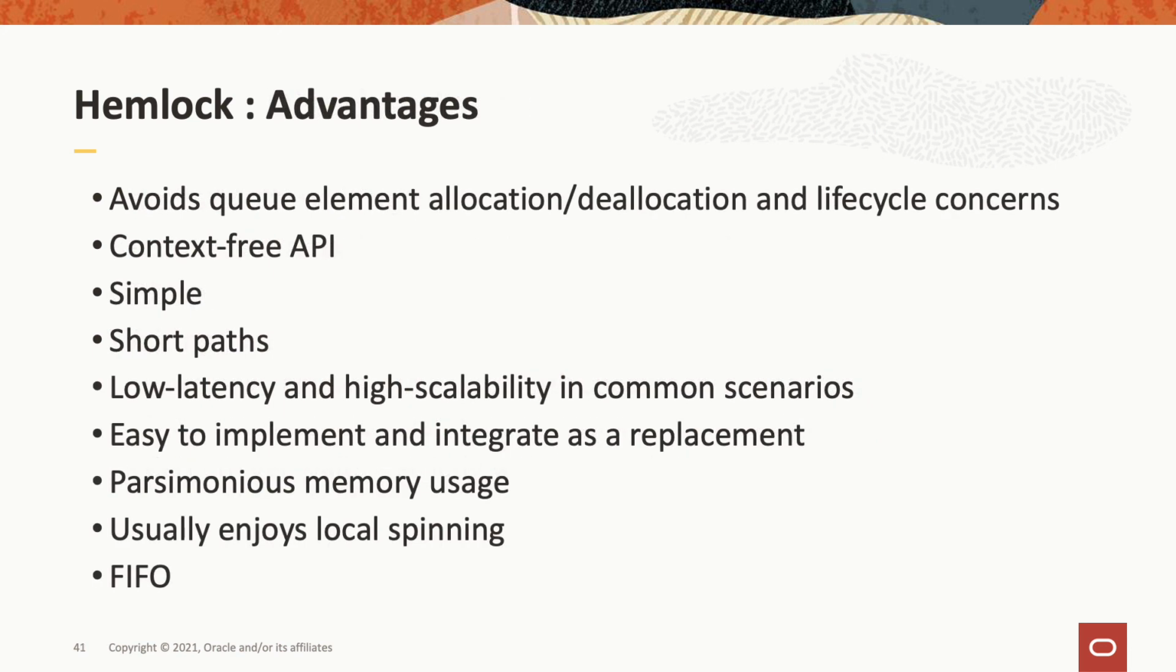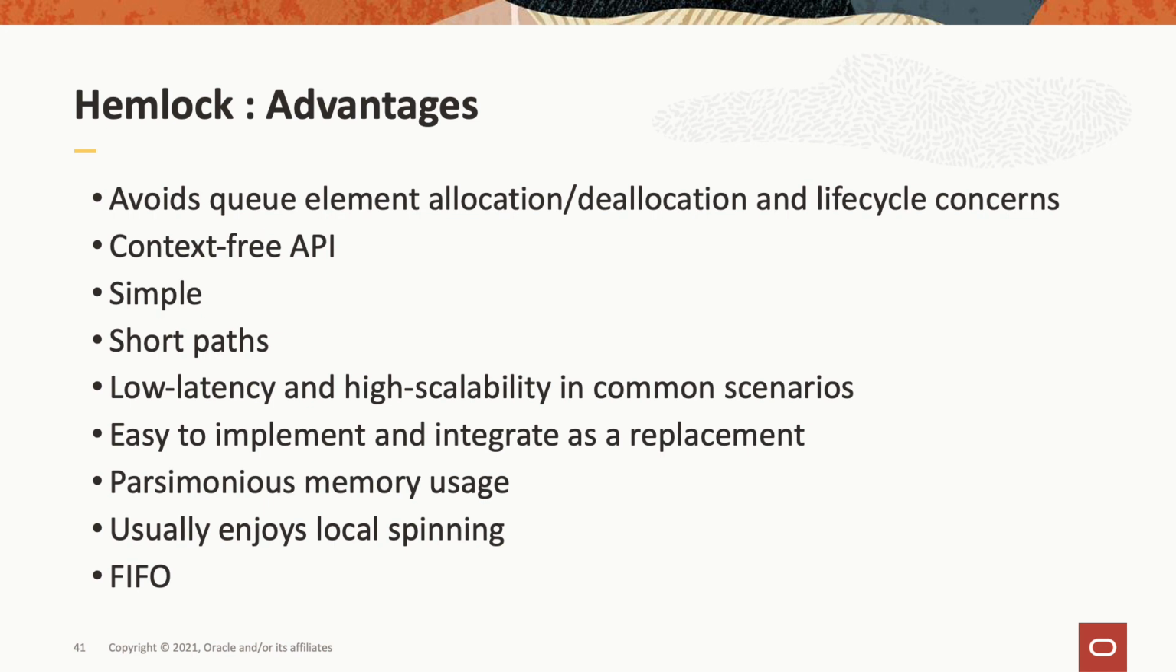We'll now switch to the advantages enjoyed by Hemlock. Hemlock avoids queue elements and therefore queue element deallocation, allocation, and lifecycle concerns. The API for Hemlock is context-free. We don't need to pass any information from the lock operation to the corresponding unlock. Hemlock's simple. The paths are extremely short.